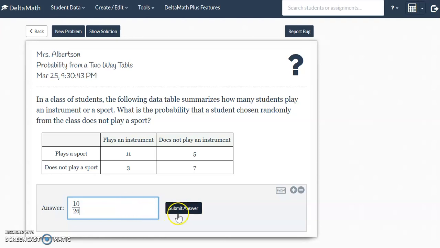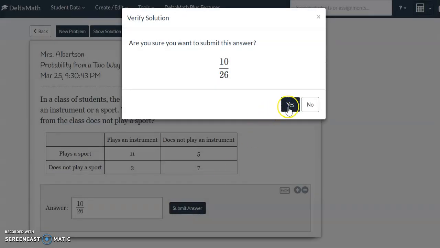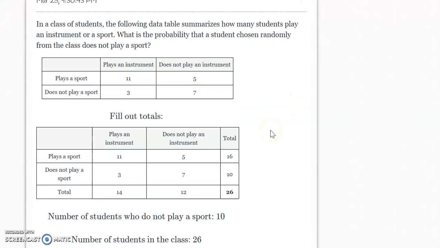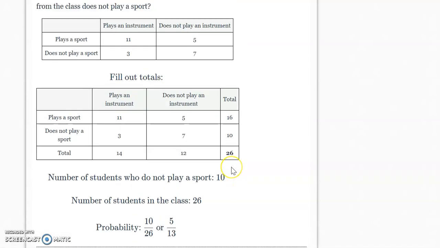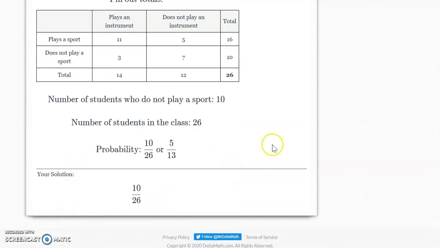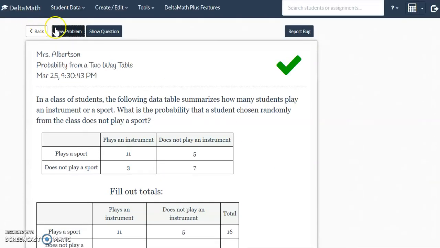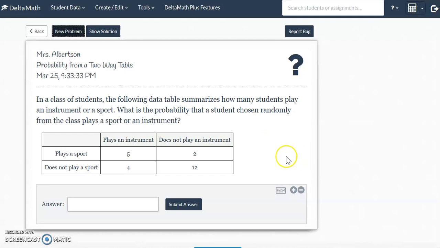Now, I can reduce it, but for this DeltaMath, we don't have to. So if you scroll down, you can see what your solution is and then what the acceptable answers were. So when some of you are saying that you put the same answer, make sure you scroll down and see what your solution was. So, all right, new problem, same idea.